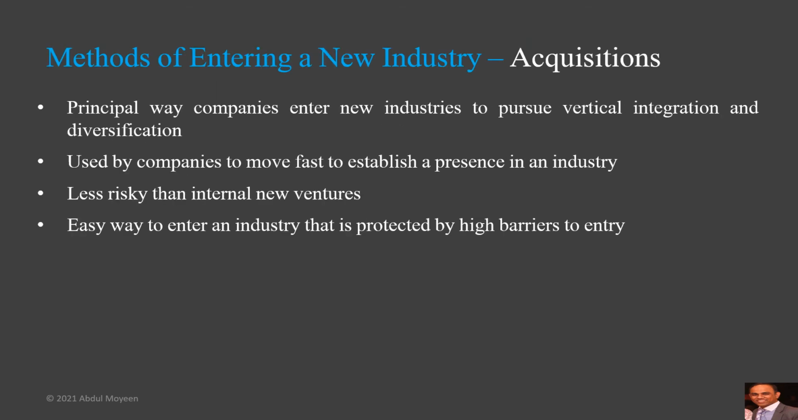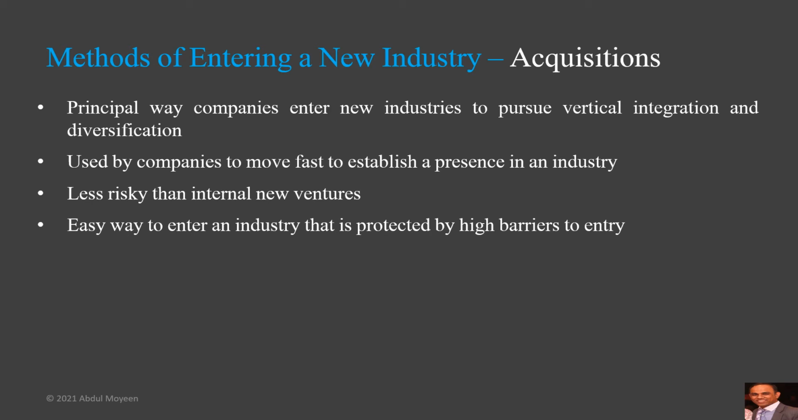The next method of entering a new industry that we are going to discuss is acquisition. Acquisitions are the main vehicle that companies use to implement a horizontal integration strategy. They are also a principal way companies enter new industries to pursue vertical integration and diversification. So it is necessary to understand both the benefits and risks associated with using acquisition to implement a corporate level strategy.